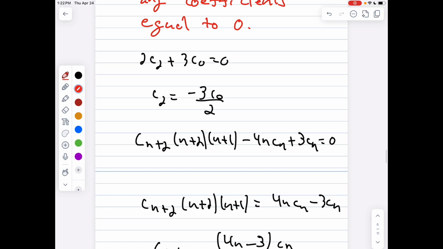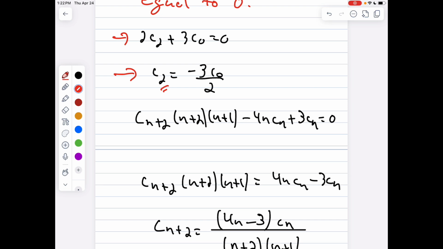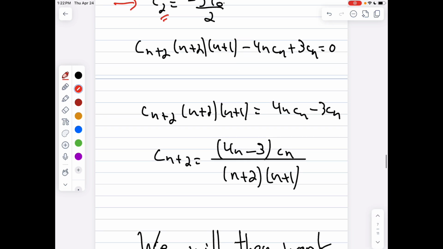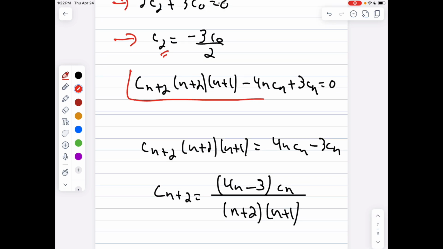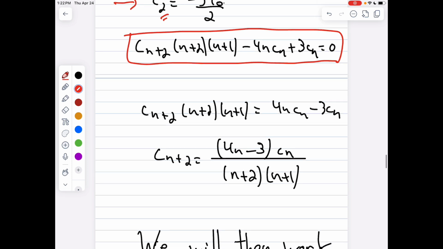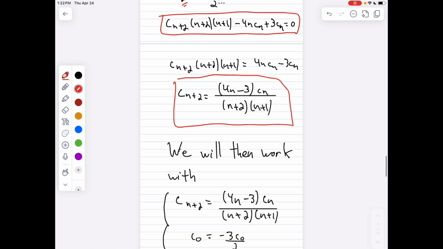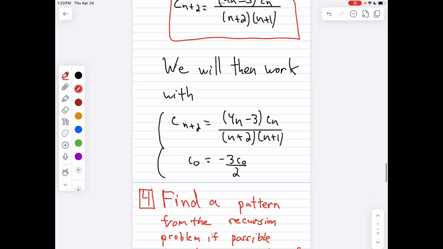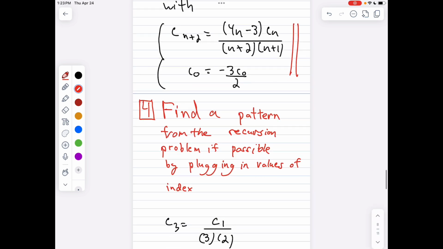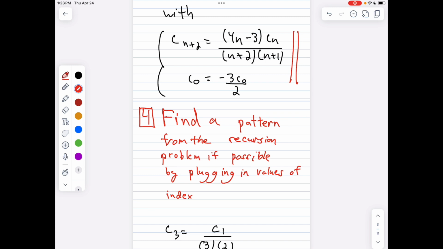What I mean is we're going to solve for the highest value you see here, c2, which was minus 3c0 over 2. And then you're going to solve this expression for c n plus 2. c n plus 2 equals what you see here. We're then going to work with that, and we're going to find a pattern, if we can, from the recursion formula, plugging in values of the index.